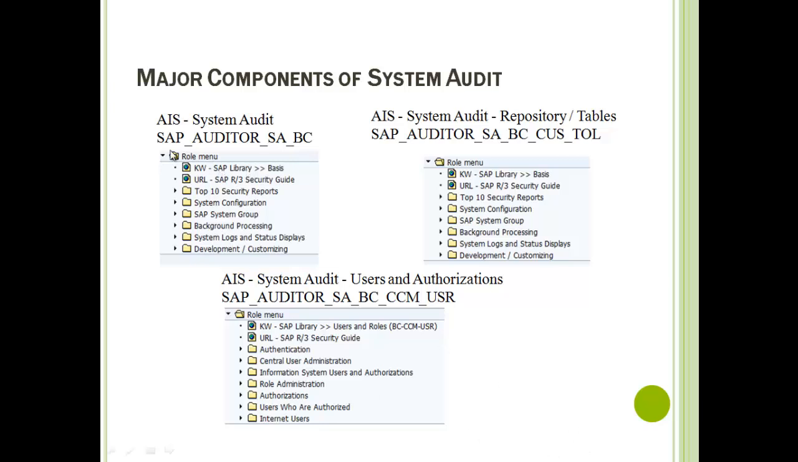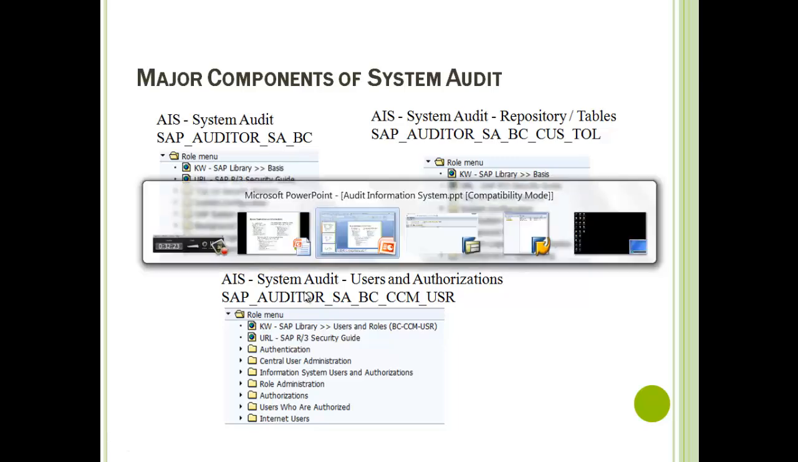So as you have seen, we have three different roles. First one is SAP_AUDITOR_SA_BC, this is for system auditor, and we have SAP_AUDITOR_SA_BC_CUST_TOL, this is for repository table, and for user and administration, we have SAP_AUDITOR_SA_BC_CCM_USER. So we have three different roles for the purpose of system auditors. As we discussed, this is only the menu roles which we are talking about, and we have related authorization roles.